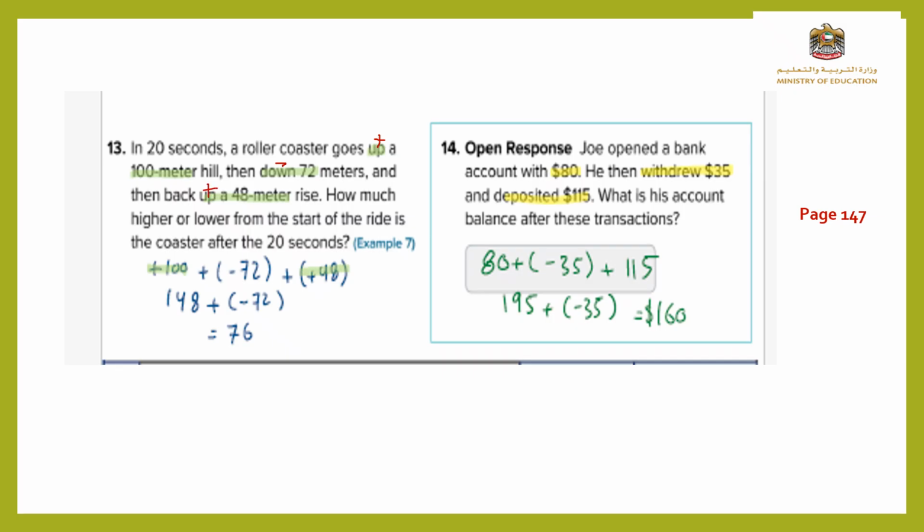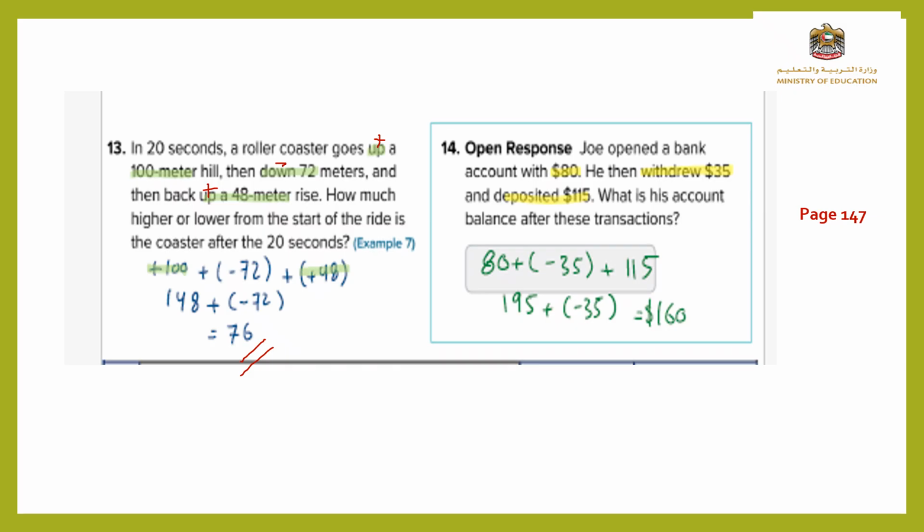Okay, these are the things you had to identify from the question. 100 is positive, 72 is negative, 48 is positive. Everything up means positive, down means negative. Then add all, 100 and minus 72, you can do it like this, or 100 and 48 you can add to get 148, then subtract 72. Whatever way, you will get 76.